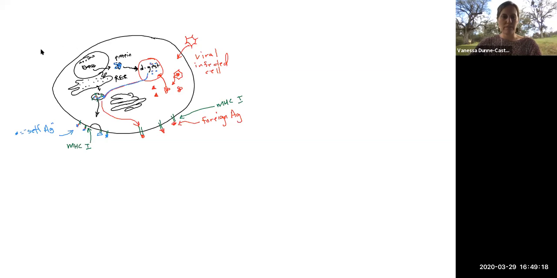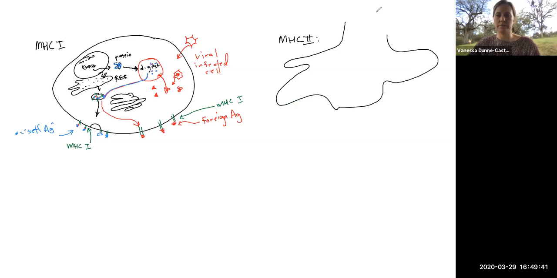Okay, MHC class 1. And this is an example of MHC class 2 over here. This is primarily found on only our antigen presenting cells, MHC class 2. So let me draw kind of an example of that with this dendritic cell. Dendritic cell, antigen presenting cell, right?